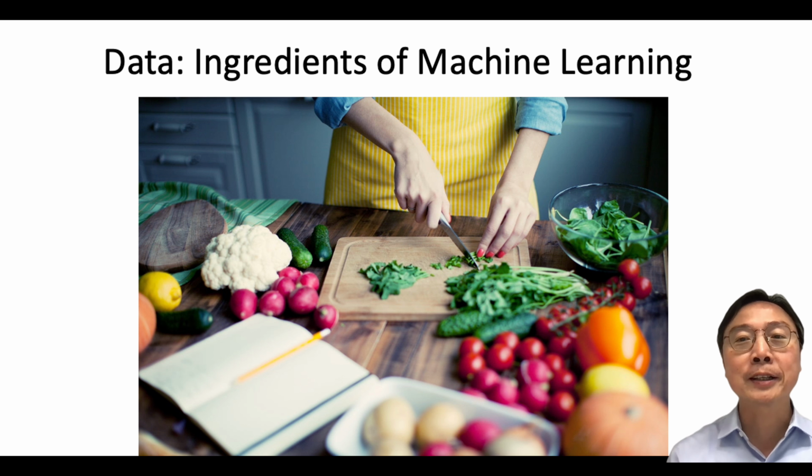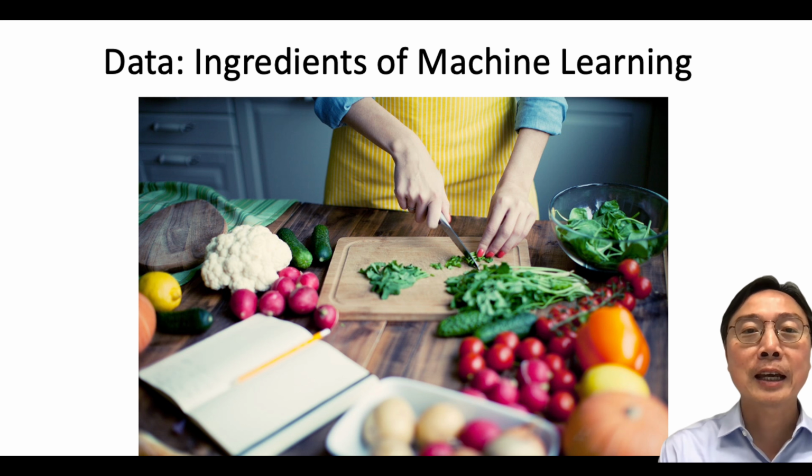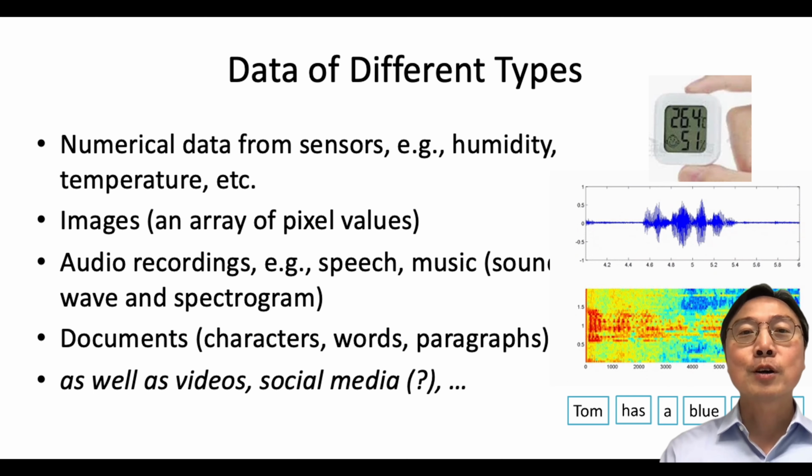Ingredients for machine learning is data. If we have good data, then there's a high chance that we can have good machine learning models at the end. So data, just like ingredients for cooking dishes, can be of different types.